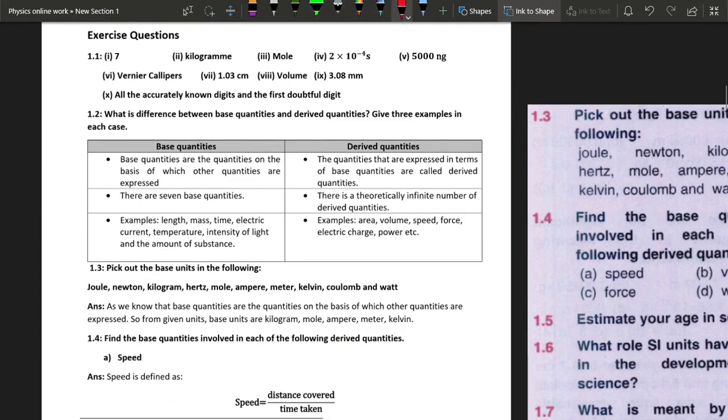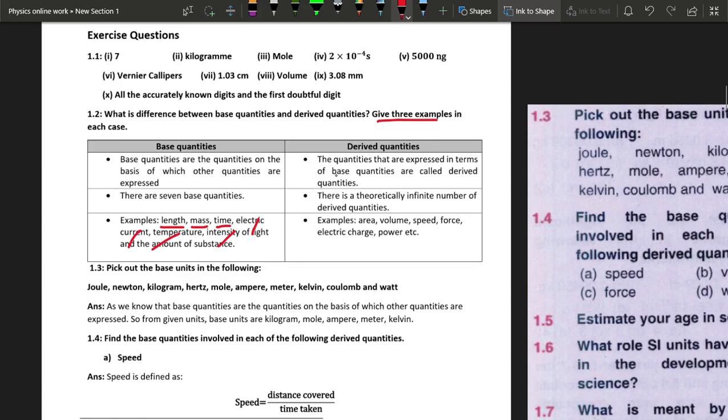So base quantities are those quantities on the basis of which other quantities are expressed. There are 7 in number, and these are length, mass, time. You can write only 3 examples: length, mass and time, because the question demands only 3 examples. So you just write 3 examples. You don't need to write the other examples.